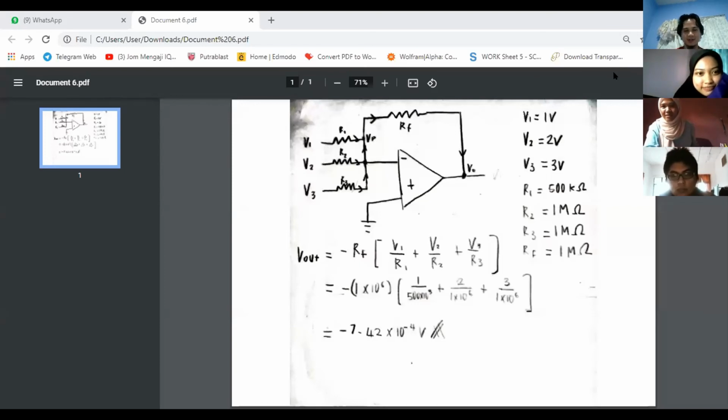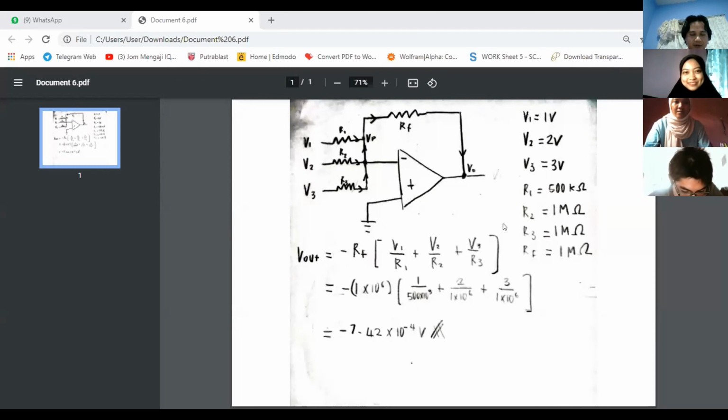So based on the circuit, we can conclude that the voltage output, by using the same formula, equals to negative RF times V1 over R1 plus V2 over R2 plus V3 over R3. From the formula we can see that the V in, which is V1, V2, V3, is proportional, and the resistors have the same value except for R1. And by putting all the values in the formula, we will get negative 7.42 volt, as we can see in the answer. Okay, so that's all.